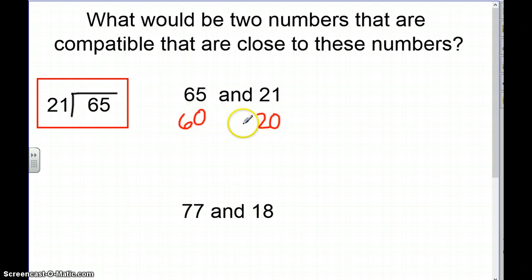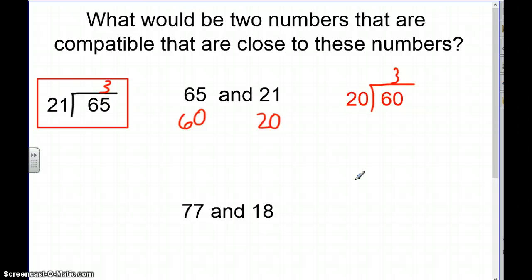We could even pretend those zeros are not there, and we know that 6 can be divided by 2 evenly. So using these compatible numbers that are close to these numbers, we can estimate, and we can say, okay, well 20 goes into 60 3 times, so I can estimate and say that 21 goes into 65 3 times. And that's what we're going to be doing today. That's why we need to figure out these compatible numbers.